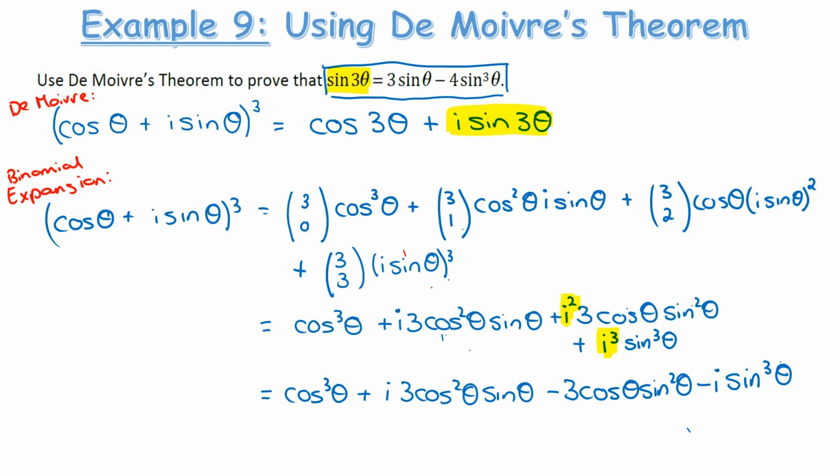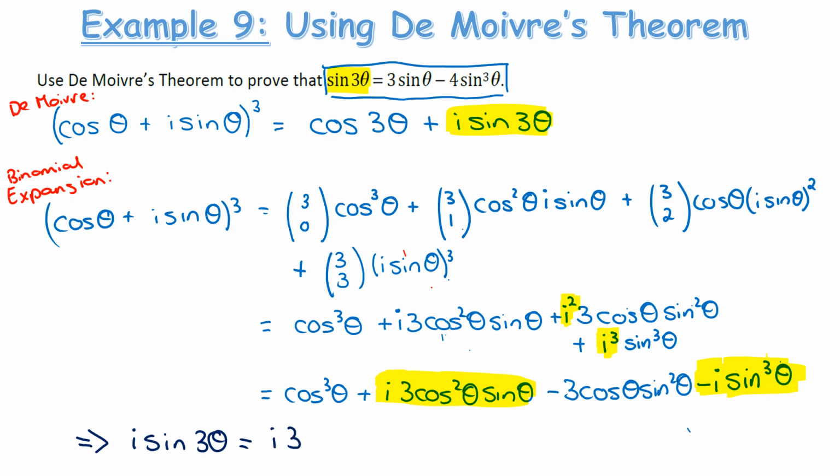So what I'm actually going to do is say, well, I've expanded in 2 different ways, but effectively my answer should be the same. So therefore, the imaginary parts in both of my expansions, so de Moivre's and binomial, should be equal. Notice I even have that minus in front of the sine cubed theta. So I'm going to say that the yellow in the first equation should be equal to the yellow in the second equation.